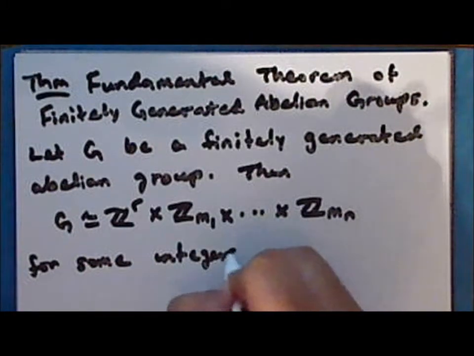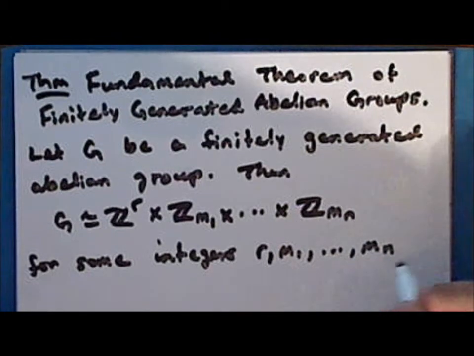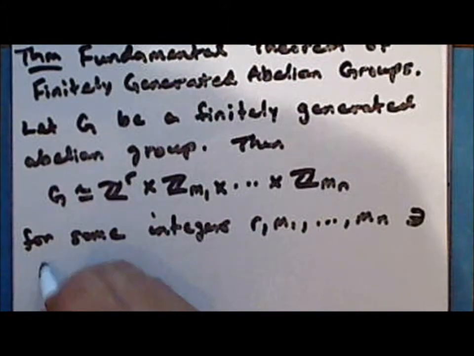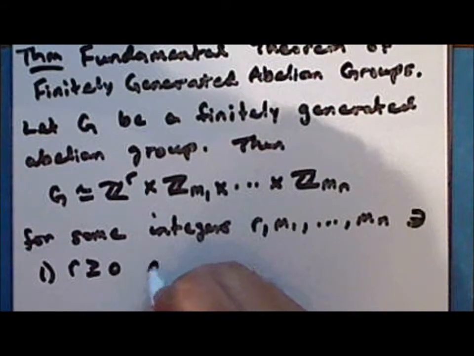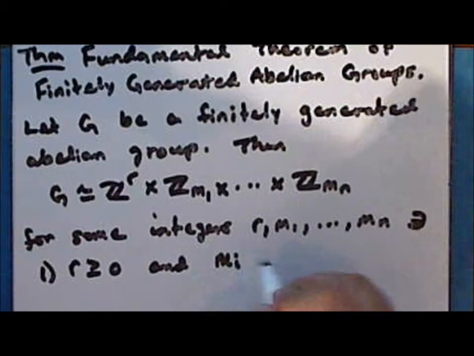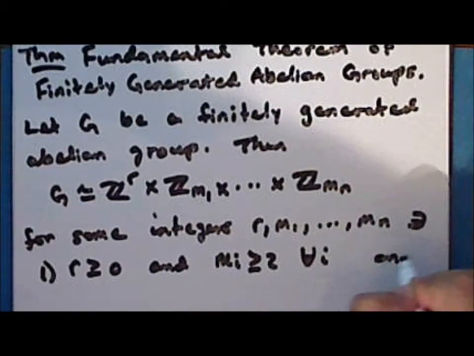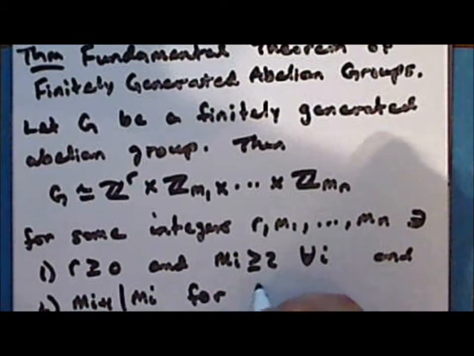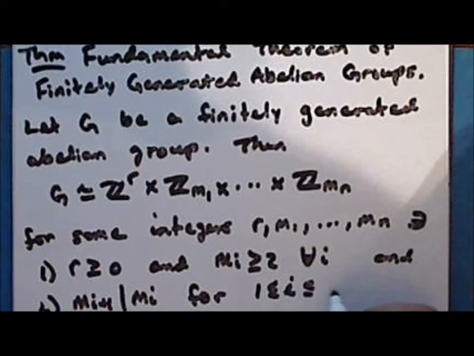integers R, m sub 1 through m sub n such that the integer R is greater than or equal to 0, and the integers m sub I are greater than or equal to 2 for every index I, and the integer m sub I plus 1 divides the integer m sub I for I greater than or equal to 1 and less than or equal to n minus 1.